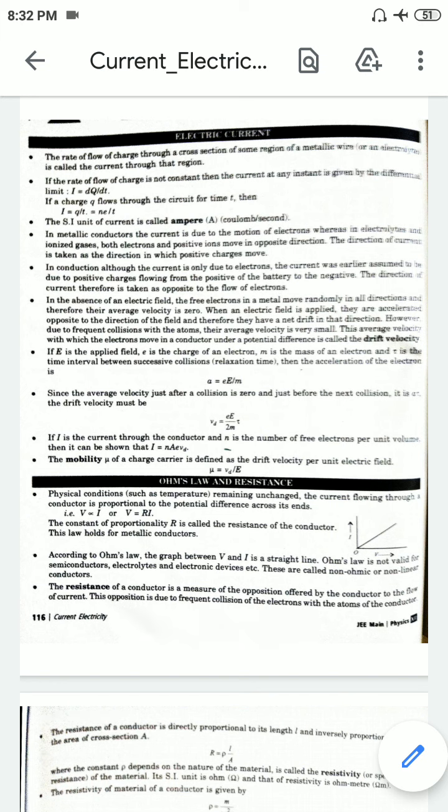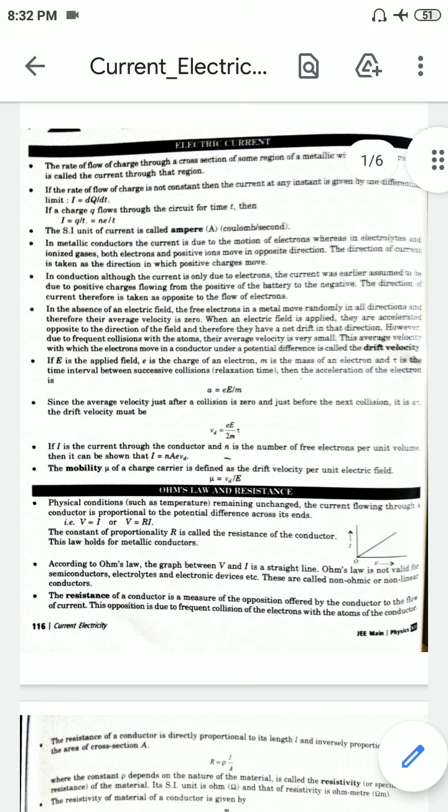According to Ohm's law, the graph between V and I is a straight line. Ohm's law is not valid for semiconductors, electrolytes, and electronic devices, etc.